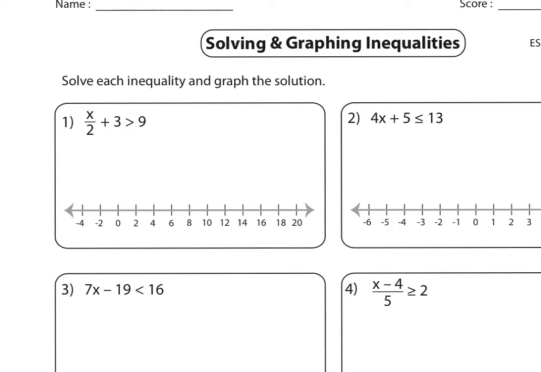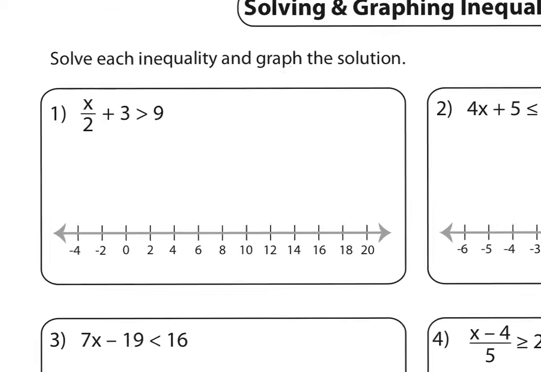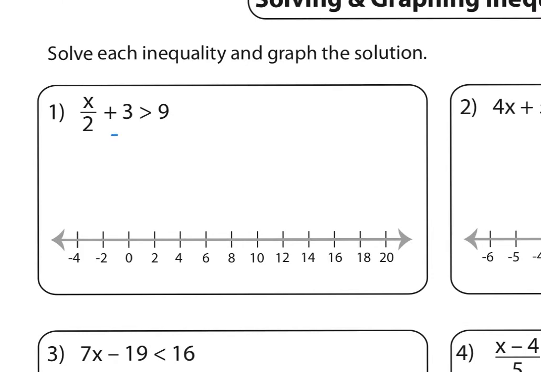All right, so in this video, we're going to learn how we solve and graph two-step inequalities. So we're going to start with number one here, and so we get x over 2 plus 3 greater than 9. So we need to get rid of 3 first. So we're going to subtract 3 on both sides, right? So we're going to subtract 3 here, and that will be x over 2 greater than 6.